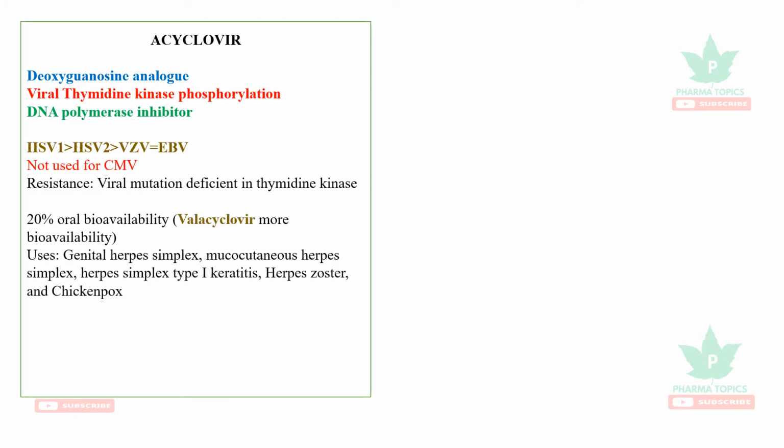It has a 20% bioavailability, whereas valacyclovir, which is a valyl ester derivative of acyclovir, has more bioavailability. It has many uses: genital herpes simplex, mucocutaneous herpes simplex, herpes simplex type 1 keratitis, herpes zoster, and chickenpox.